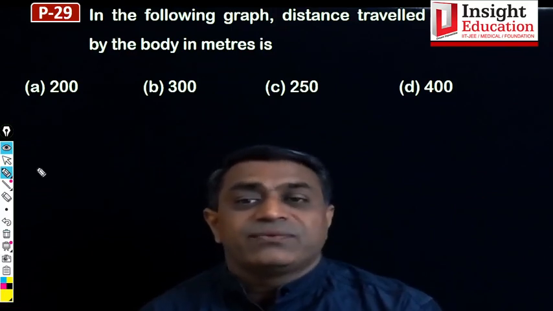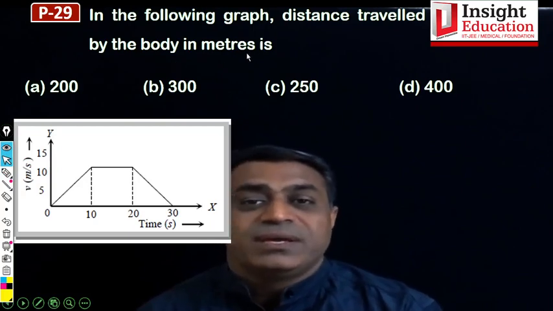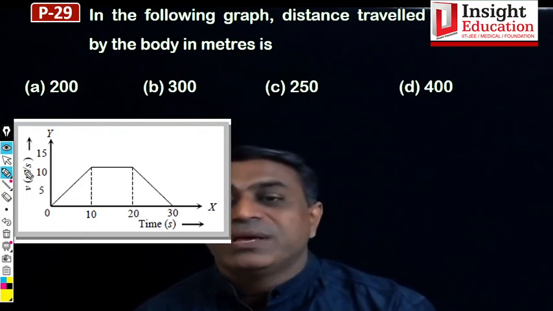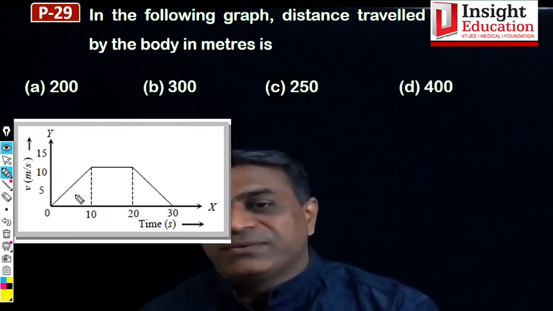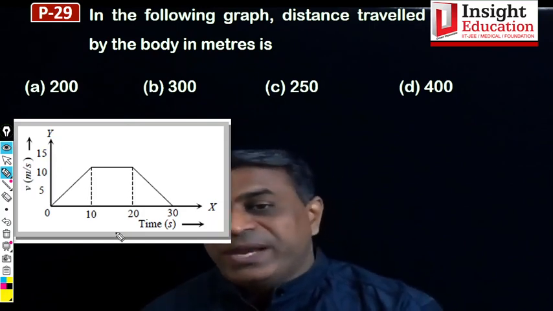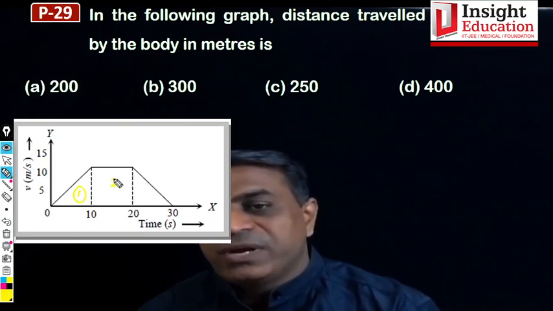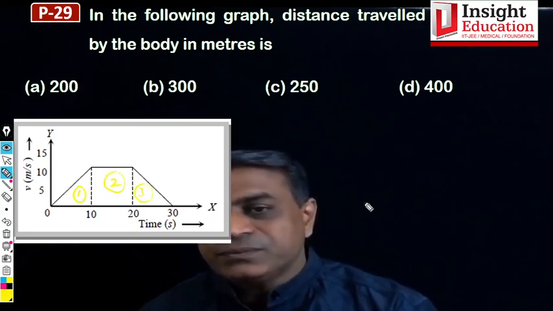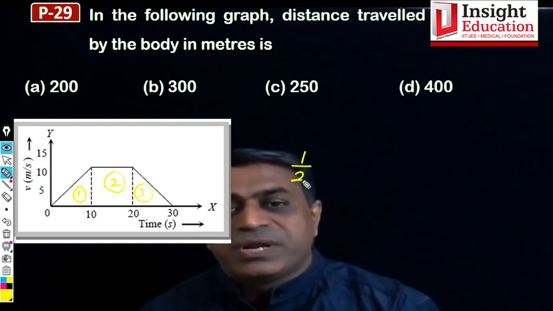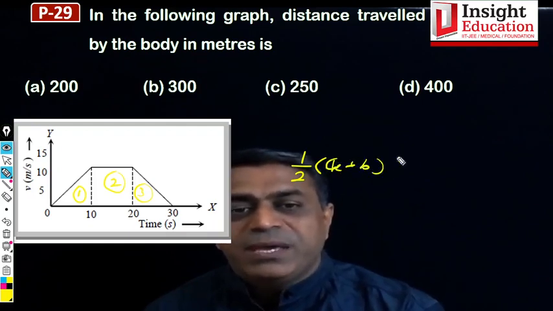In the following graph, find the distance traveled by the body in meters. It's a v-t graph, so the area of the v-t graph represents distance. Whenever there is a trapezium, the first option is to divide it into 3 parts and calculate, which is very easy. Or another option, you can use the trapezium equation: 1/2 (A plus B) into H.